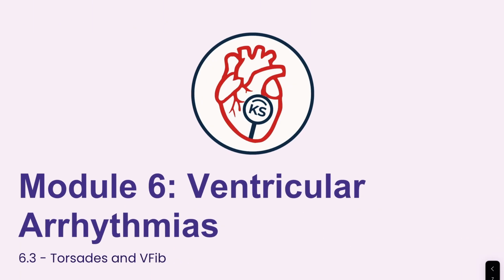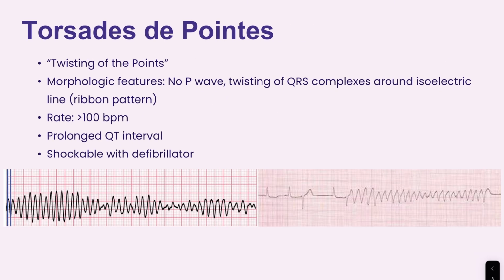All right, then we have torsades and VFib. Now torsades or torsade de pointes, whichever you prefer. This is twisting of the points. Morphological features here, no P wave. We're going to twist that QRS complex around an isoelectric line. This creates our ribbon pattern. You'll see that a lot.